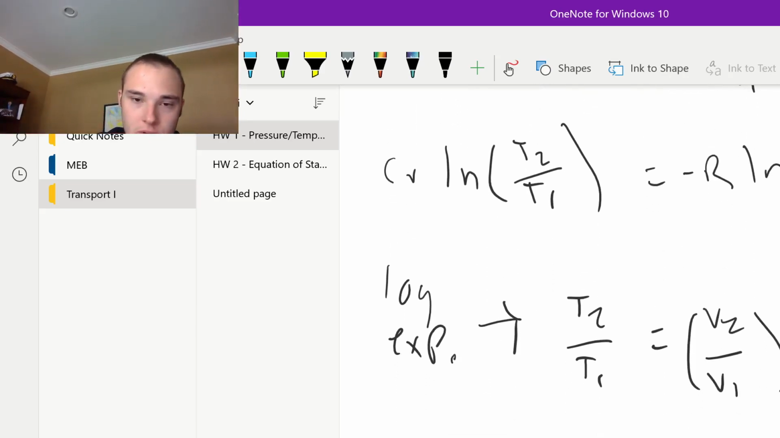So for now, I'm just going to call this T2. We're just going to leave that as T1, and we'll leave the T2 as T to make things a little simpler. We'll do T over T1, and this will be equal to, we can say the volume is equal to RT over P. So we're going to change that. So we'll have RT over P and RT over P1.